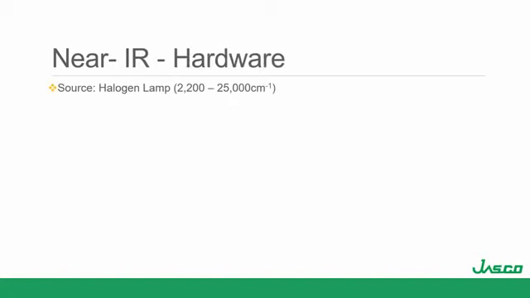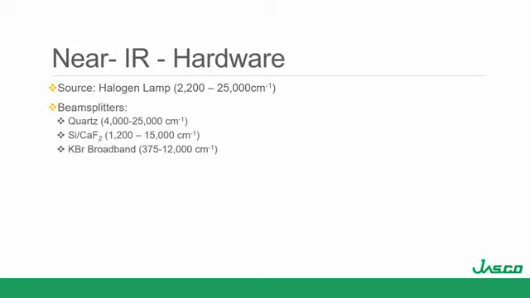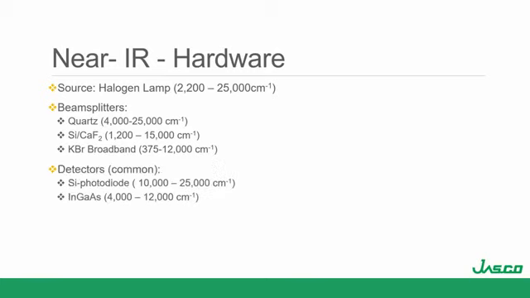So the hardware for near IR, the source is a halogen lamp, so it goes from 2,000 to 25,000. There's several beam splitters that are possible to use. There's quartz that goes from 4,000 to 25,000. There's silicon on calcium fluoride, which goes from 1,200 to 15,000, and a KBr broadband, which goes from 375 to 12,000. And you pick these based on what you need for your application.